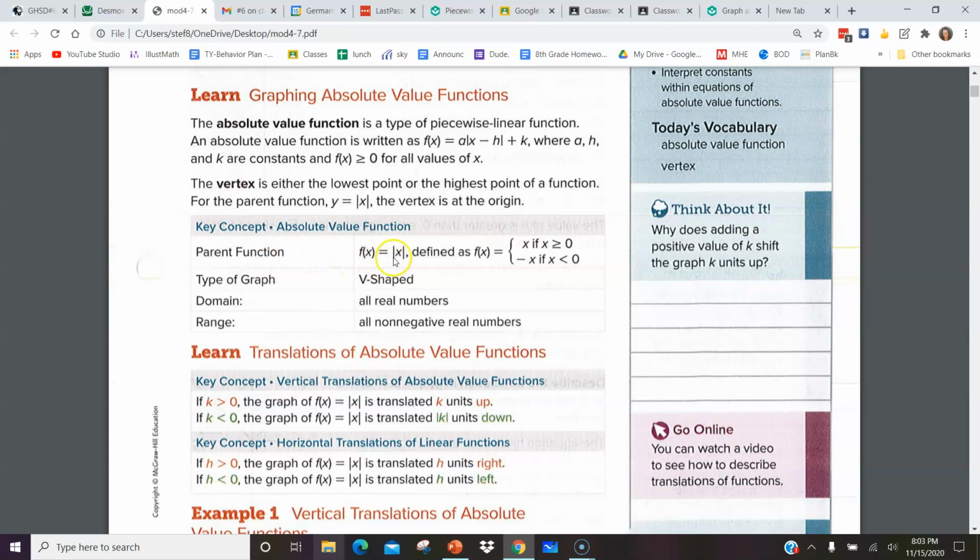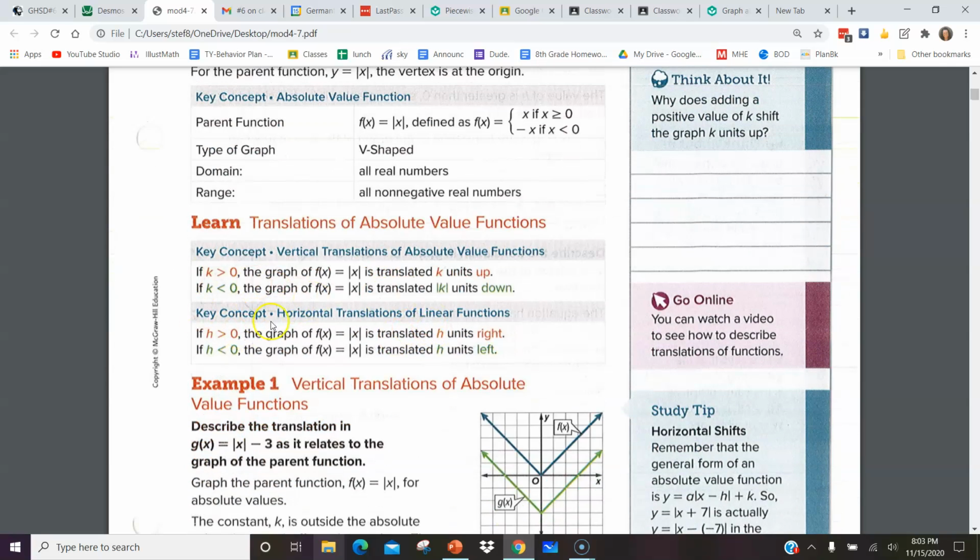It's f of x equals absolute value of x, and so it's x for x greater than or equal to 0, or it's the opposite of x if x is less than 0. Obviously, if it's a negative number, it's got to be positive. It's a V-shaped graph, and the domain is all real numbers, and the range is all non-negative real numbers, so it can't be negative. This is all stuff we'll look at in a second, okay?